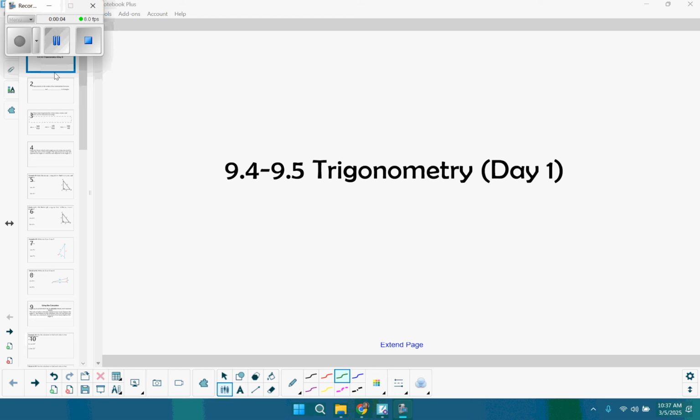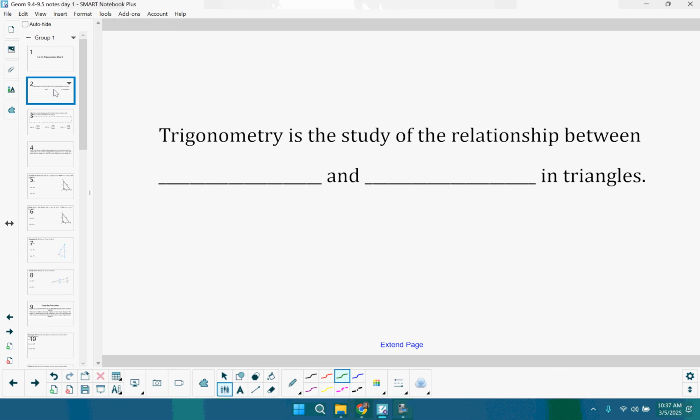This is sections 9-4 and 9-5, day 1. We're going to talk about trigonometry. So trigonometry is the study of the relationship between the sides and angles in triangles. And we're going to be focusing on right triangles for our trigonometry.